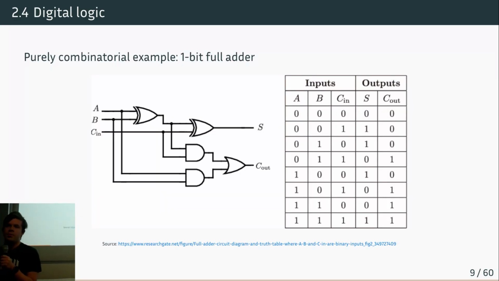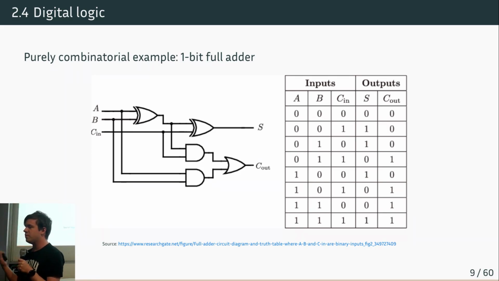So here's an example of a combinatorial circuit. If you've done CSC 2010, you've probably seen many of these. This is a 1-bit full adder. You can see how it's built using the logic gates here. And then, of course, the truth table on the right-hand side demonstrates the function of this combinatorial circuit.